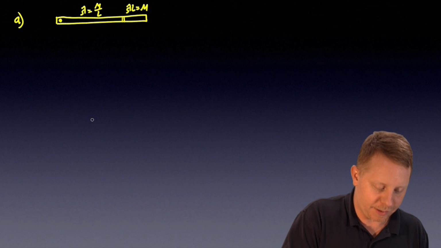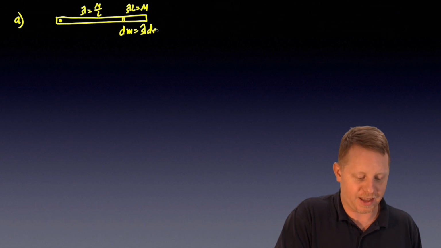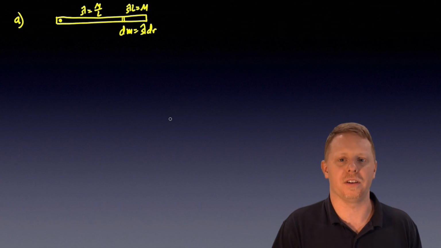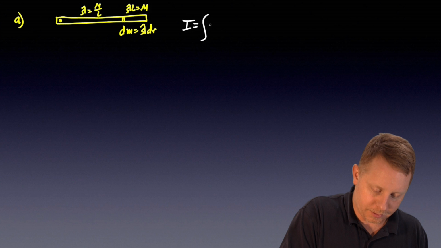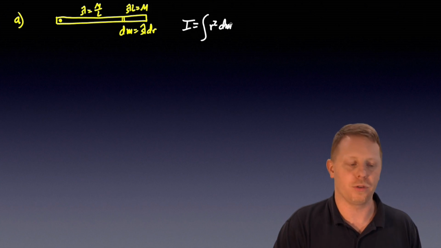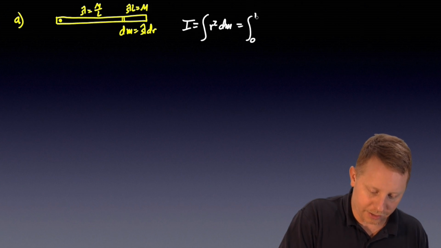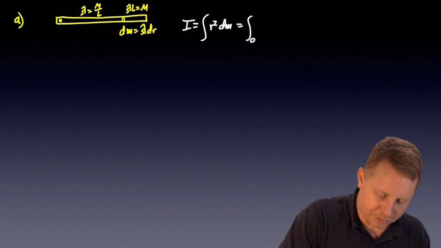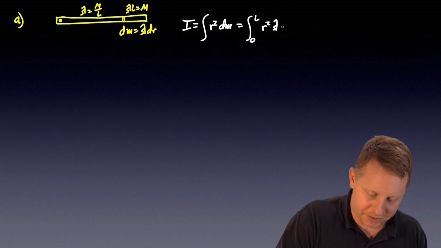If we chop this up into little tiny bits, the differential of mass, dm, is going to be equal to lambda, the linear mass density, times dr, the distance in the x direction. So now we can solve for the moment of inertia. Moment of inertia is the integral of r squared dm, our general formula for moment of inertia. That's going to be the integral from 0 to L of r squared, and we said dm was, oops, that didn't come out so well. Let's try that again. From 0 to L of r squared, dm is lambda dr.